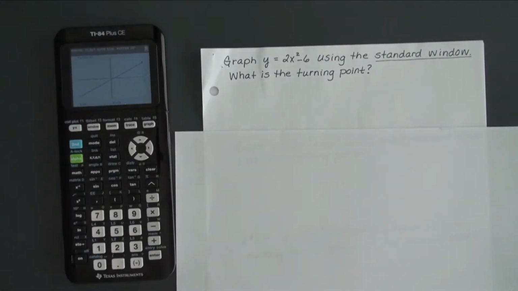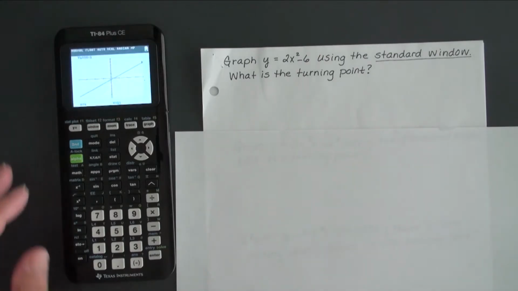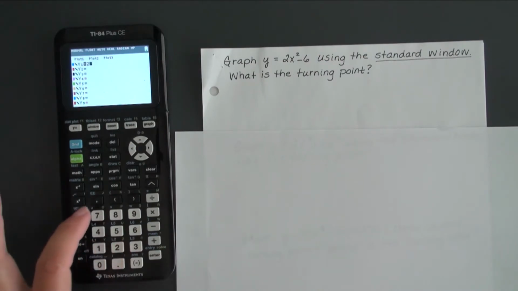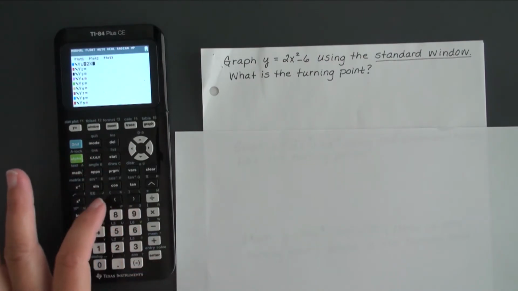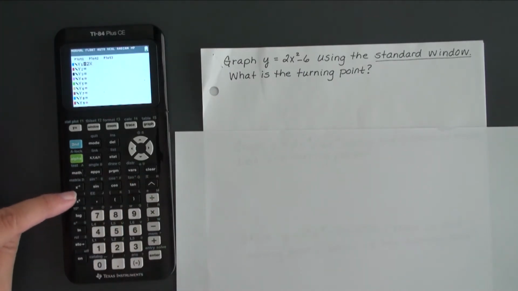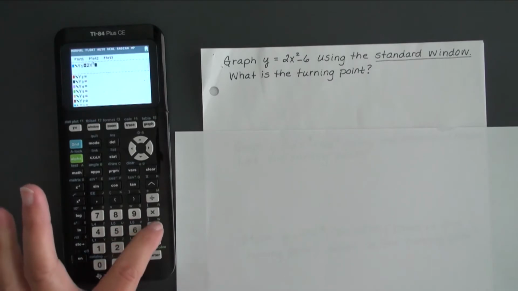Continuing on with some calculator practice, this problem says graph y equals 2x squared minus 6 using the standard window. So I'll go into my y equals, I'll clear out what I have in there, and I'll put in 2x squared. Now for squared you can use the little caret button, or you can just type the x squared button. That'll give you the x squared minus 6.